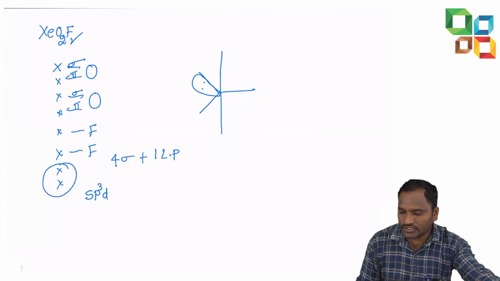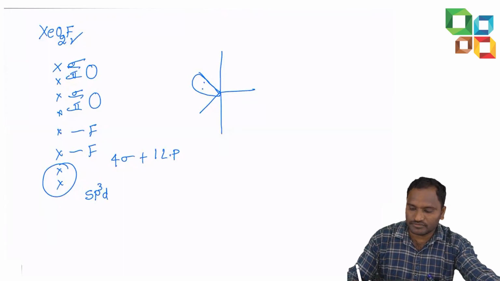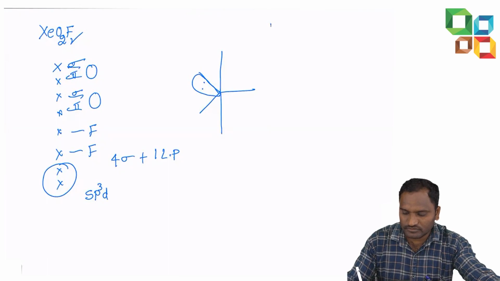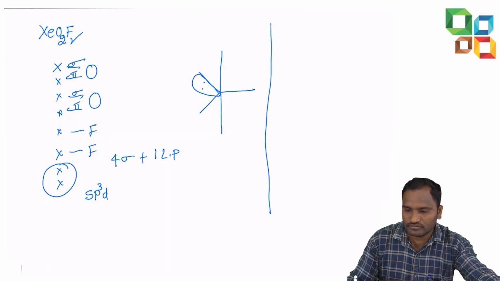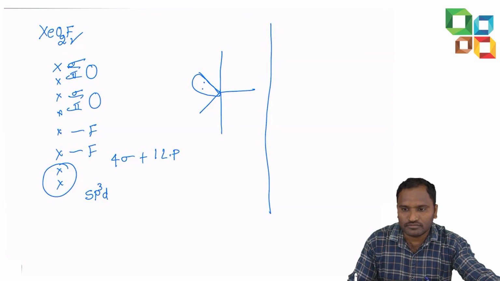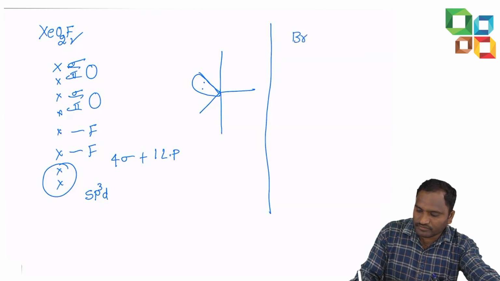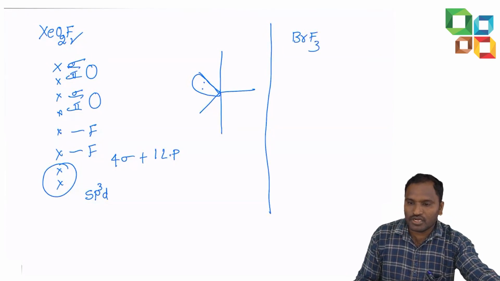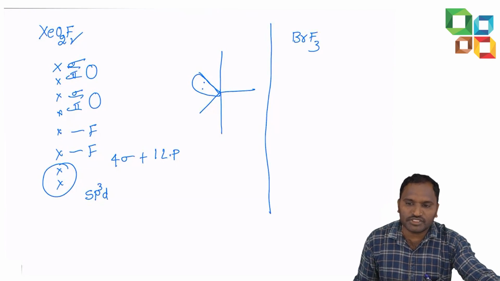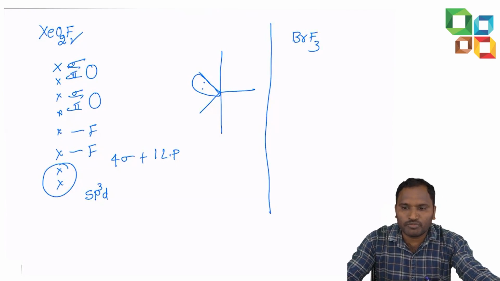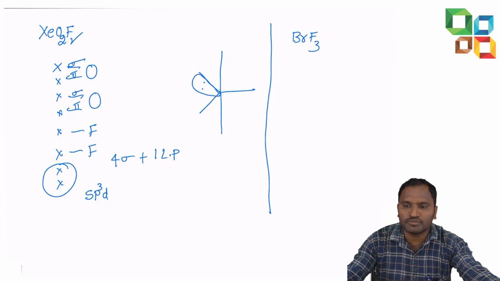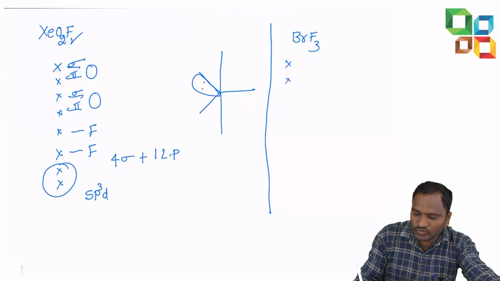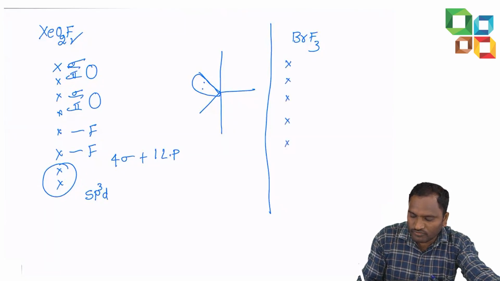You can find out the shape of the molecule if they give the molecule. BrF3, the last molecule. Bromine belongs to the 17th group, isn't it, students? Halogens. Bromine is a halogen. Halogens belong to the 17th group. 17th group elements contain 7 valence electrons.